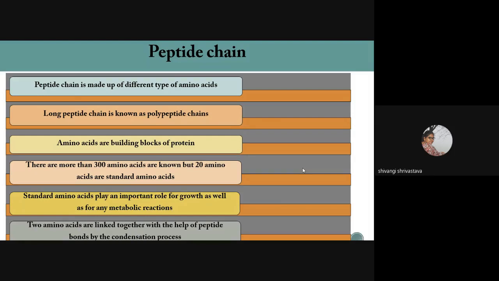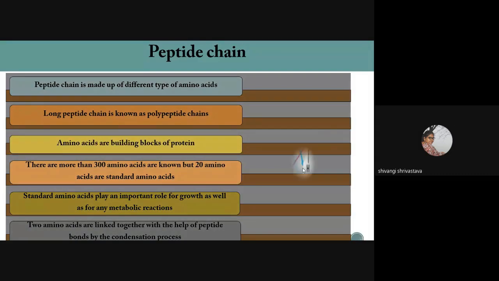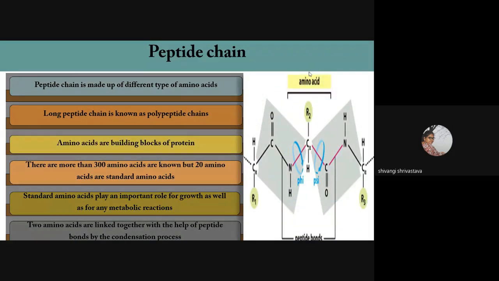Standard amino acids play an important role in growth as well as in our survival and in any metabolic reaction in our body. Two amino acids can be linked together by the help of a peptide bond, and this reaction is known as the condensation process. Here is the description: this is the first amino acid, which contains the COO group, and this is the second amino acid, which contains the NH group, the amino group, on the left.